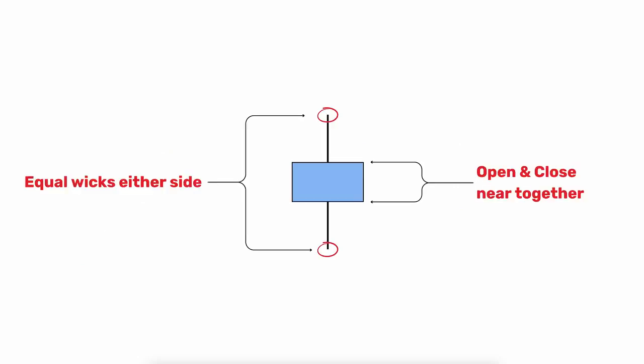You might know it as a doji, okay? We have equal wicks either side, or relatively equal wicks, and an open and close price that are near together. So we haven't made much movement. We've attempted to go higher, attempted to go lower, but ended up closing around where we opened.